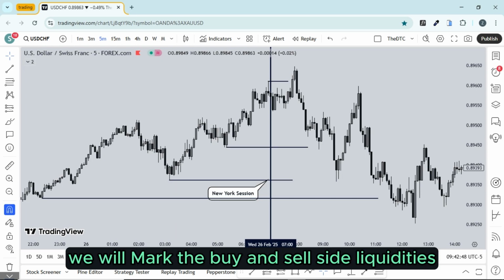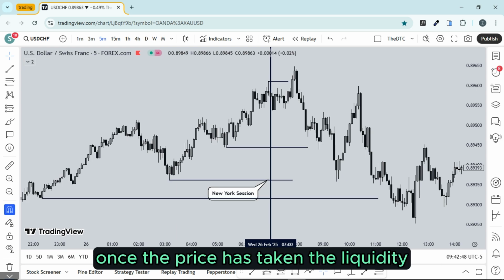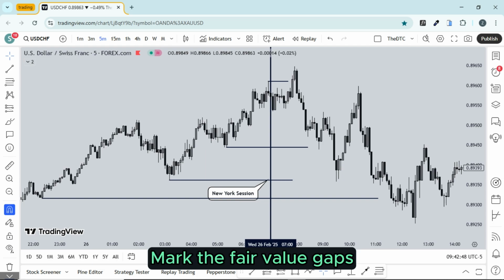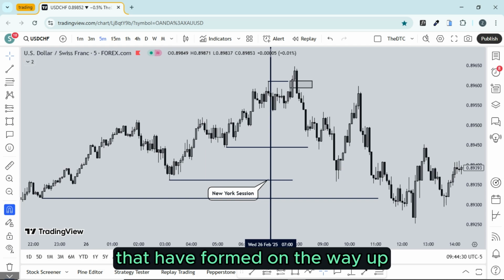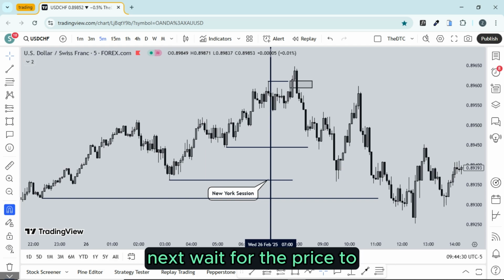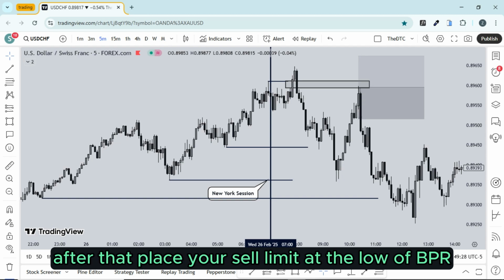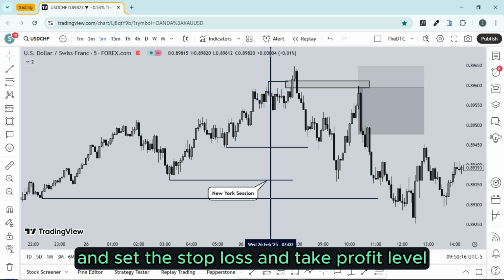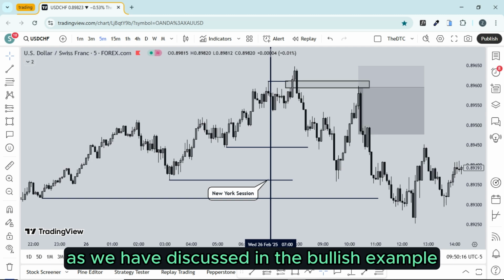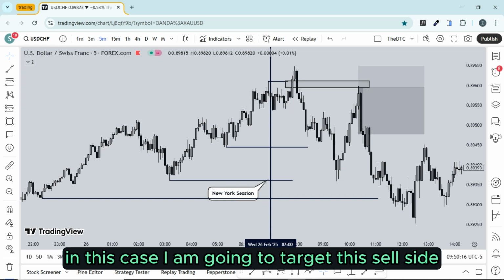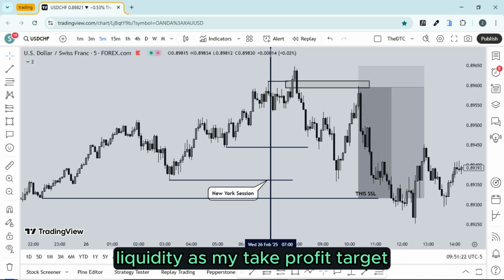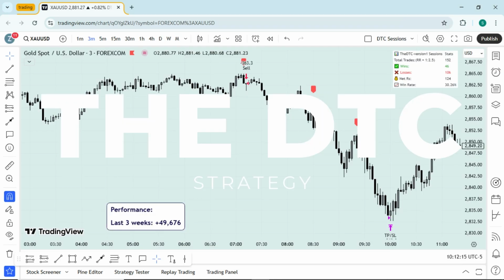Let's discuss the bearish scenario. First of all, we will mark the buy and sell side liquidity. Once the price has taken the liquidity, mark the fair value gaps that have formed on the way up. Next, wait for the price to form a balanced price range, BPR, at the level of the fair value gap. After that, place your sell limit at the low of BPR and set the stop loss and take profit level, as we have discussed in the bullish example. In this case, I am going to target this sell side liquidity as my take profit target.